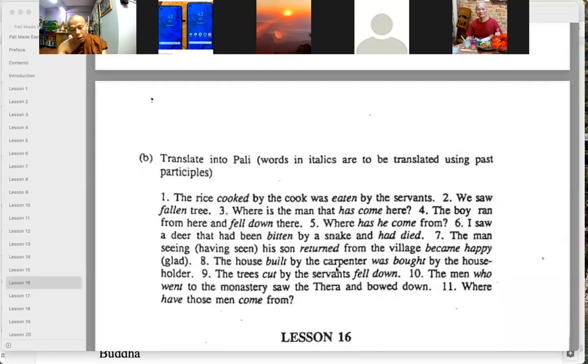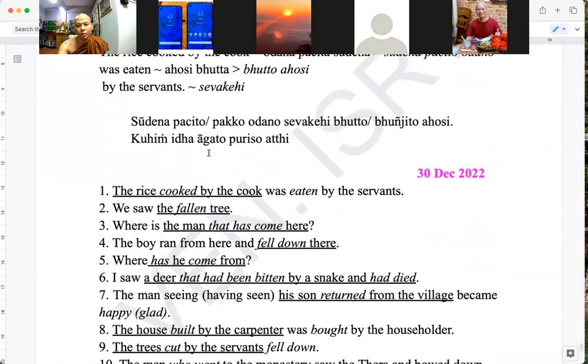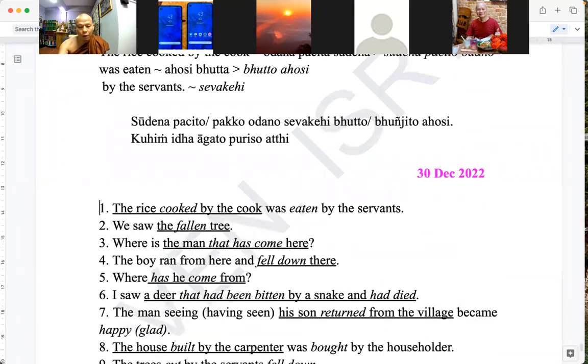So, in lesson 15, mainly we are learning about the past participle. So we are forming the past participle, understanding the meaning of the past participle, and how to use that past participle in a sentence. So in this way we are learning. So firstly, this point is important.